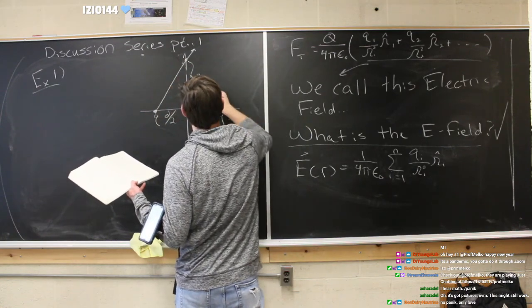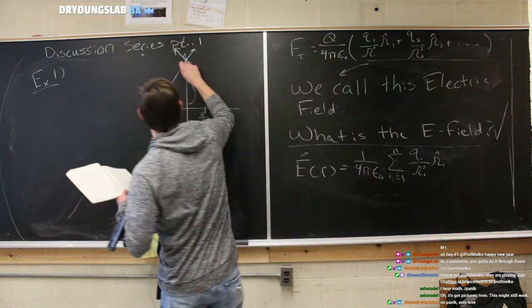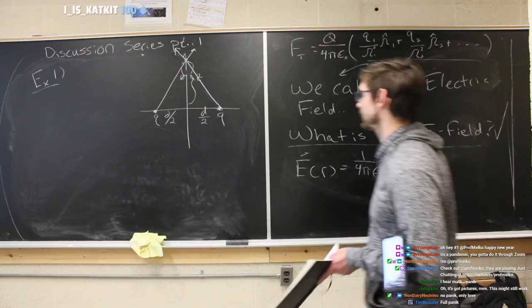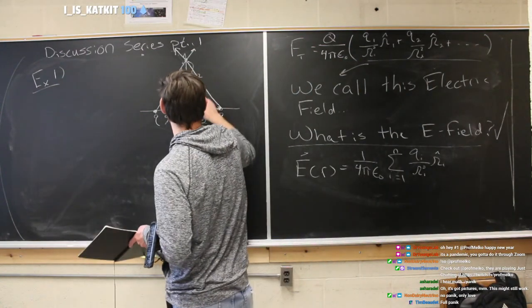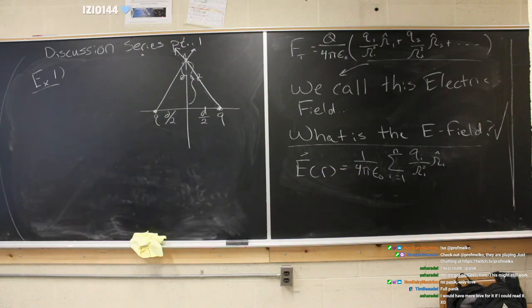That's pretty bad. There we go. And let's just say there's some theta here. Okay, good, because we're going to need that. So we have some distance z here, and then d over 2, very good. Okay, so I think we have everything labeled.